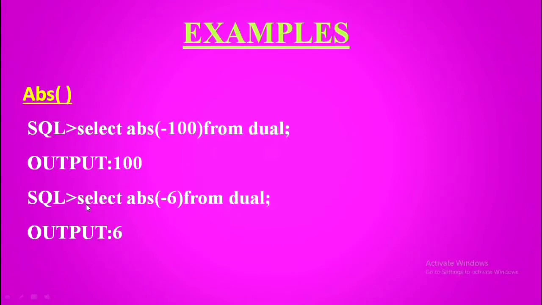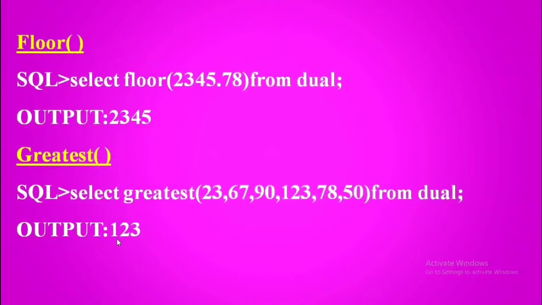The next example is select absolute of -6 from dual. The -6 is converted to the positive number 6, so 6 is displayed. Next, the floor function. The functionality of the floor function is to display the nearest value. This is the command: select floor of 2345.78 from dual; The output is 2345. The nearest value is displayed.